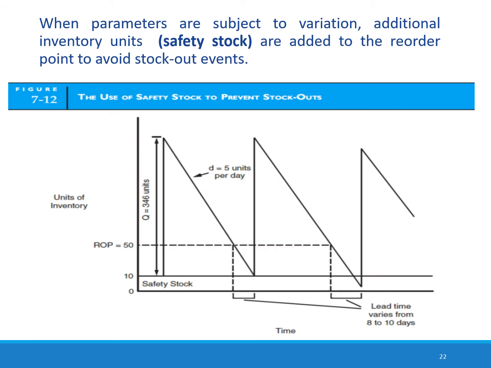This figure is explaining the use of safety stock to prevent stock out. When inventory is subject to variation, additional inventory units, the safety stock, are added to the reorder point to avoid stock out events. Here it shows the reorder point of purchase, and the safety stock is added every time we make an order, just to avoid stock out events, which is not efficient. It shows that we order more than what is requested.